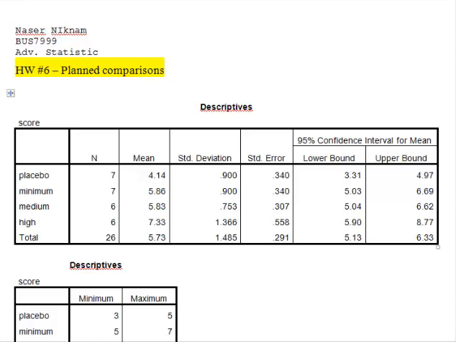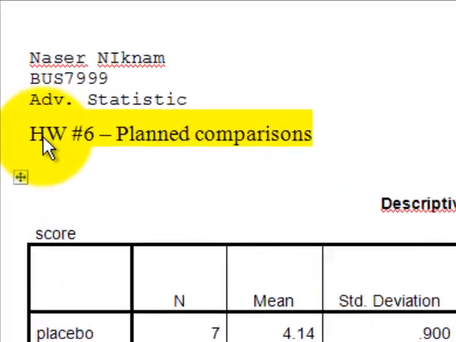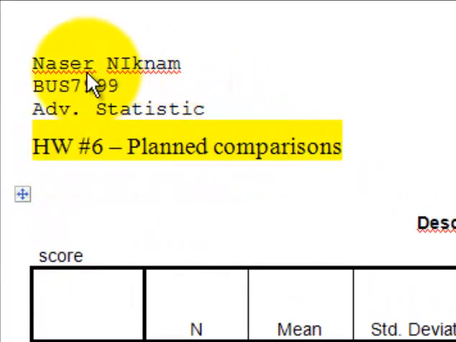I'm going to give you a couple of clues and hints and teacher orders. Number one, please put the homework assignment number and the name on each one so I do not get confused. I'm old, I get easily confused. So this is your plan comparison.